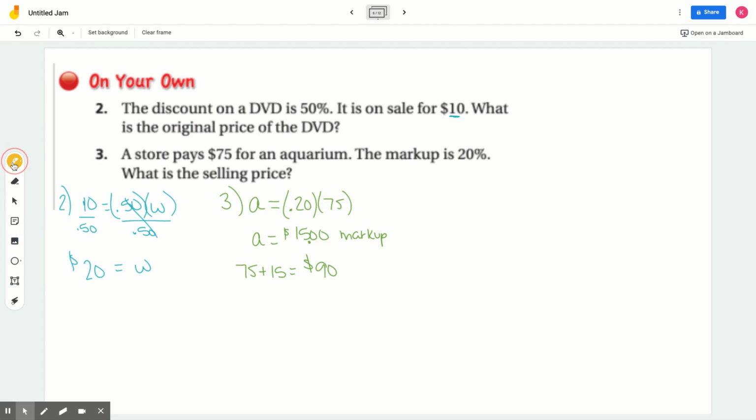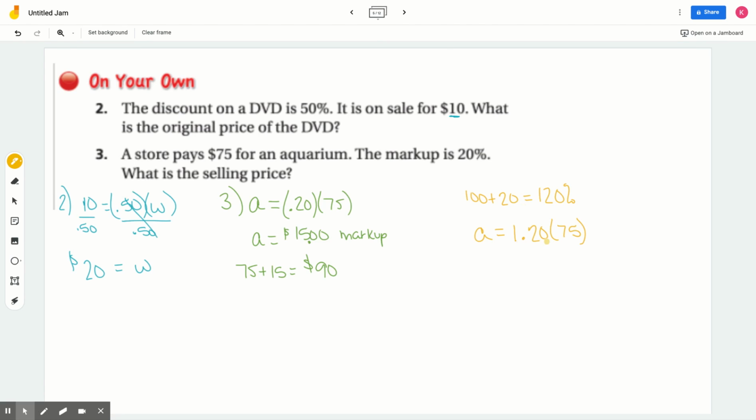Now the second method will look similar to number 1, but instead of subtracting 20%, we're going to add 20%. So we know that the original, the whole, is 100%, plus the 20% markup is going to account for 120%. We can now use this in our equation. So 120% as a decimal is 1.20 times the cost of 75.